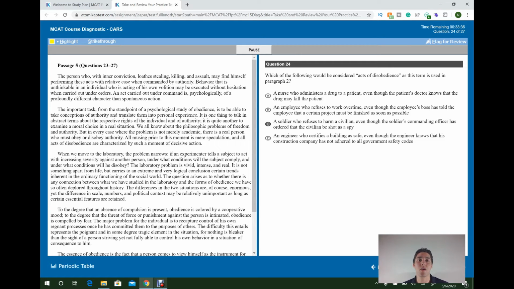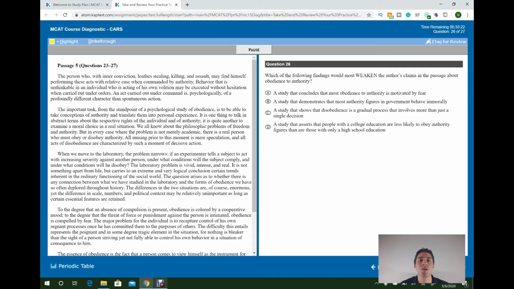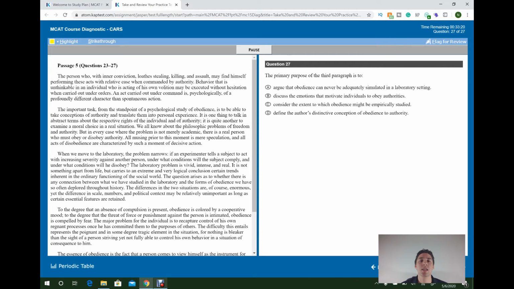Next, we're going to move on to paragraph 3. And if you remember from our question map, paragraph 3 was question 27. So if we go to question 27, it says the primary purpose of the third paragraph. So all we have to do right now is get the main idea of this one paragraph. And with that being said, you can pause the video and then continue once you finish the third paragraph.